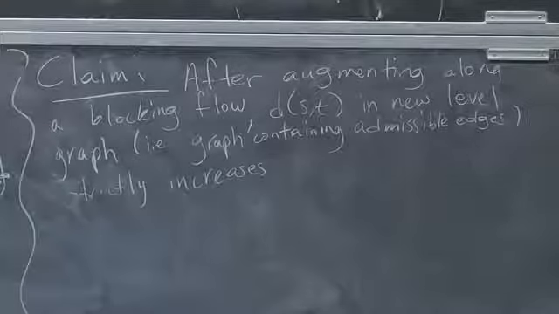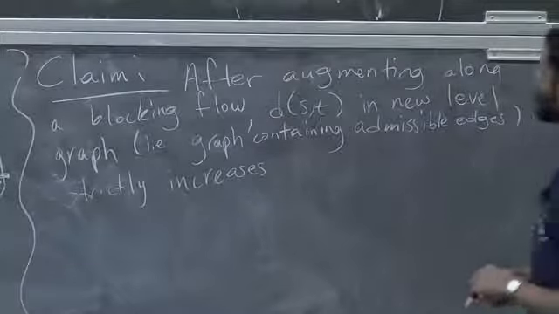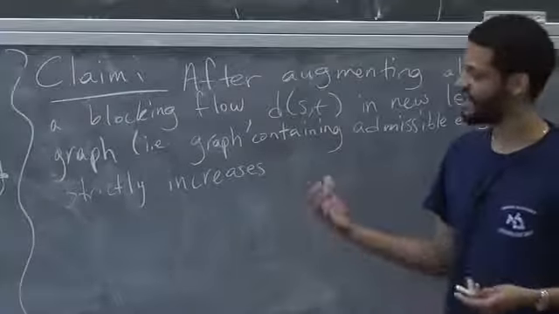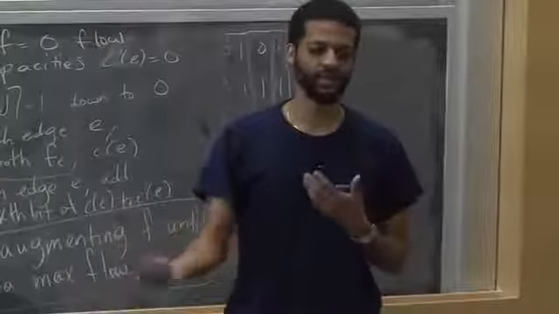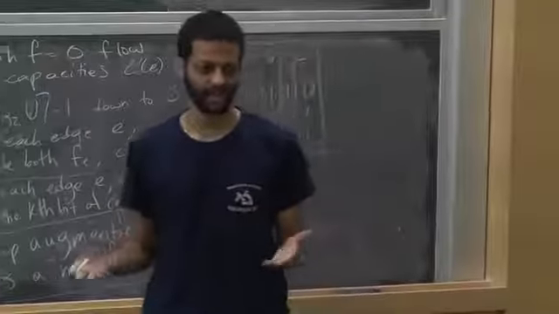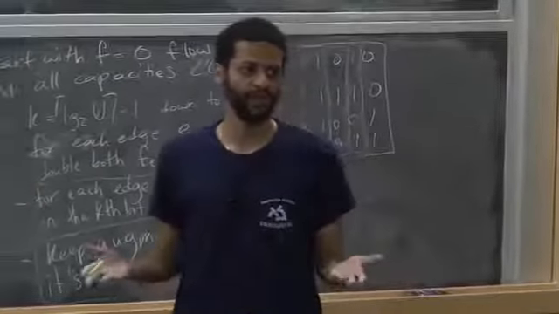Say it again. Each time you increase the distance by at least one. Yeah, you can't do it more than n times, right? So yeah, that's the point. When I say distance, this is an unweighted graph, right? So the distance between S and T certainly can't be more than n if there's an augmenting path at all. If it's more than n, that means it's infinity. That means there's no path, in which case we're done augmenting.